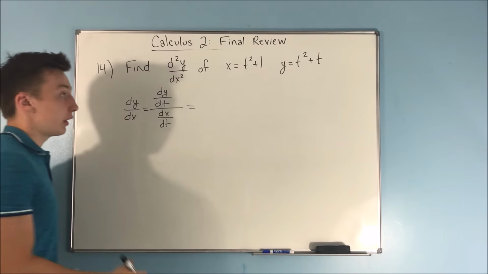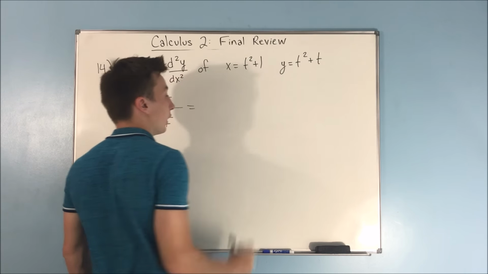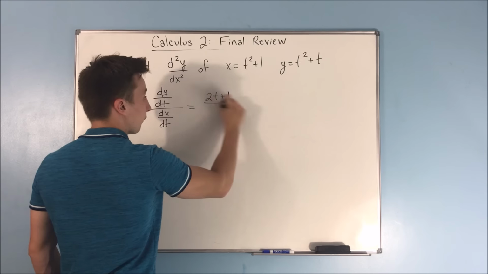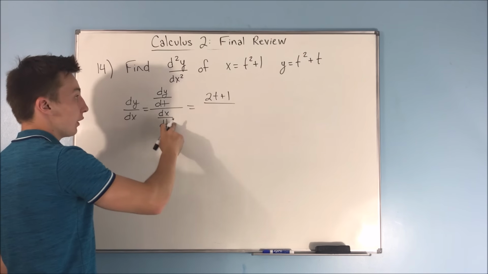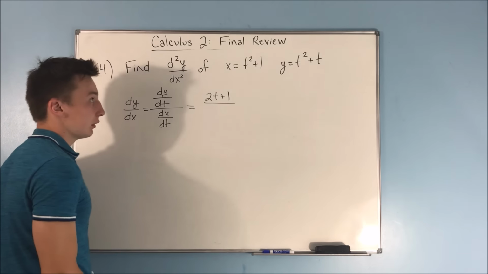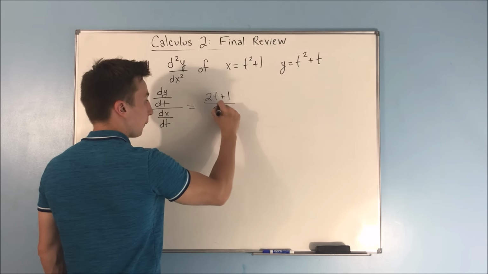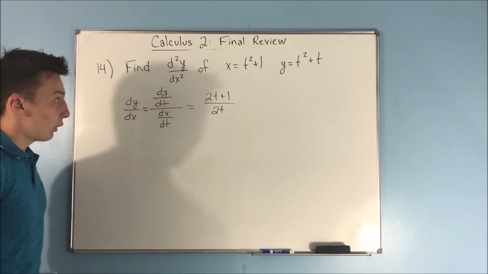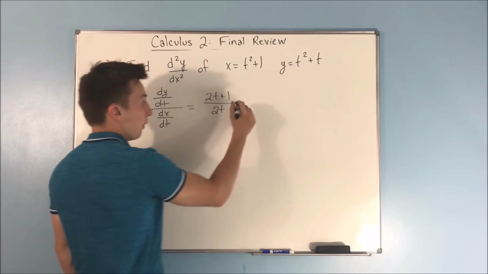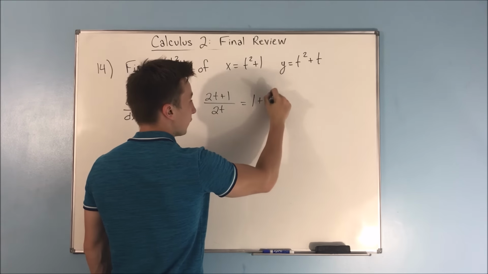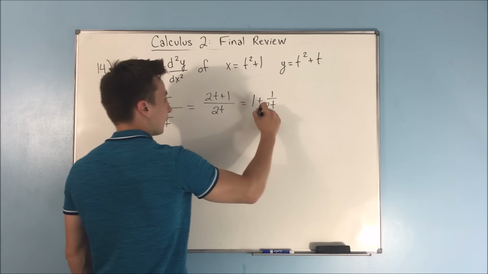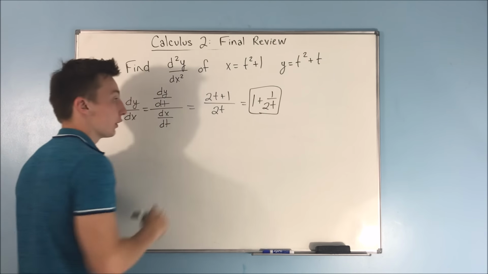But anyways, what is going to be our dy over dt? We need to take a derivative with respect to t over here. And that will be 2t plus 1. Next, we need to take a derivative with respect to t of our x equation, and that will just be 2t. And that is the same thing as 1 plus 1 over 2t. We can split that up to say that. So that's your first derivative.